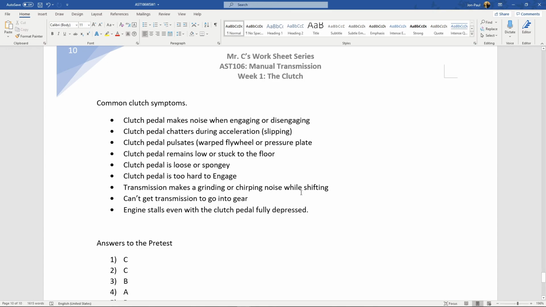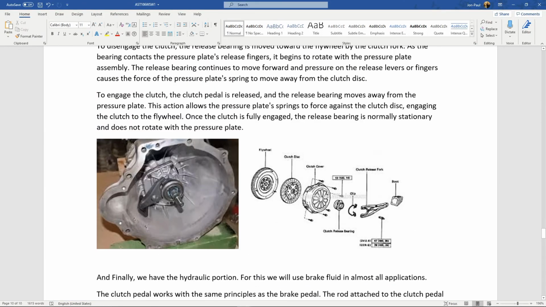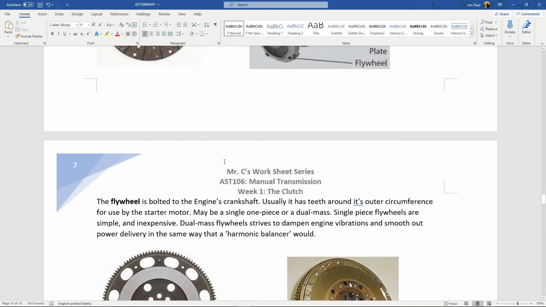Transmission grinds or chirps while shifting. It depends. Is it one gear or is it every gear? If you can't get the transmission to go into gear, that's more likely synchronizers on the transmission. Always do this: turn the engine off and see if it will shift, because it ought to. And the engine stalls. So this is interesting. You put it in first gear and you let the clutch out and it stalls the engine. Or you put it in first gear and you let the clutch out and the vehicle doesn't move forward. These are both your clutch friction disc, and this is going to be your most likely.